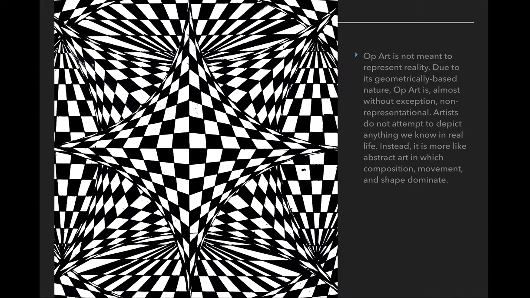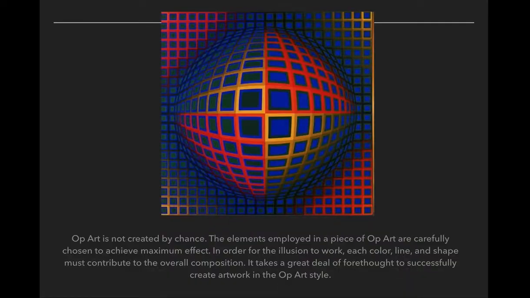Op art is not meant to represent reality due to its geometrically based nature. Op art is almost without exception non-representational. Artists do not attempt to depict anything we know in real life. Instead, it is more like abstract art in which composition, movement, and shape dominate.